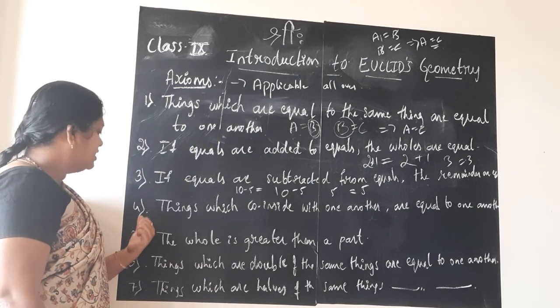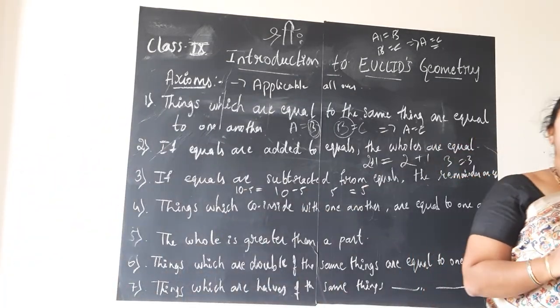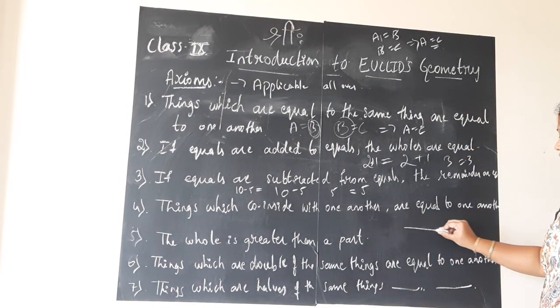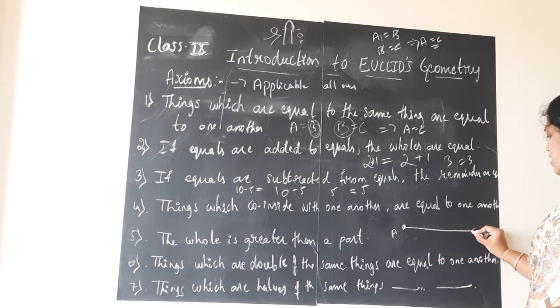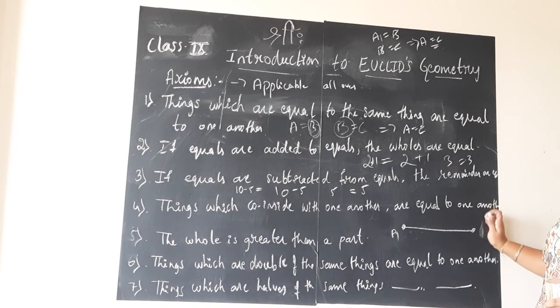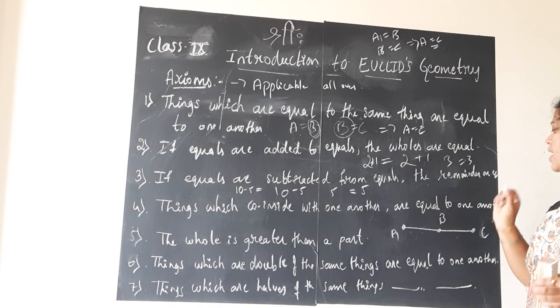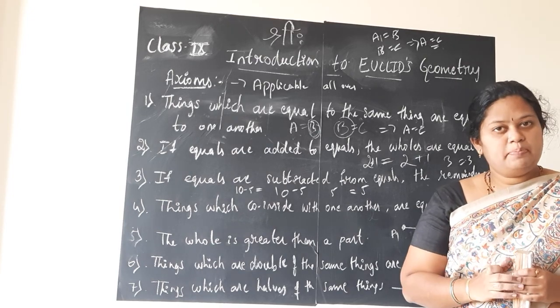Fourth axiom is things which coincide with one another are equal to one another. So to understand this, let me consider a straight line. As we studied earlier, its end points I will take as A and C, and I will mark the midpoint of this line by the letter B. The midpoint of the line AC, I am representing it by the letter B.